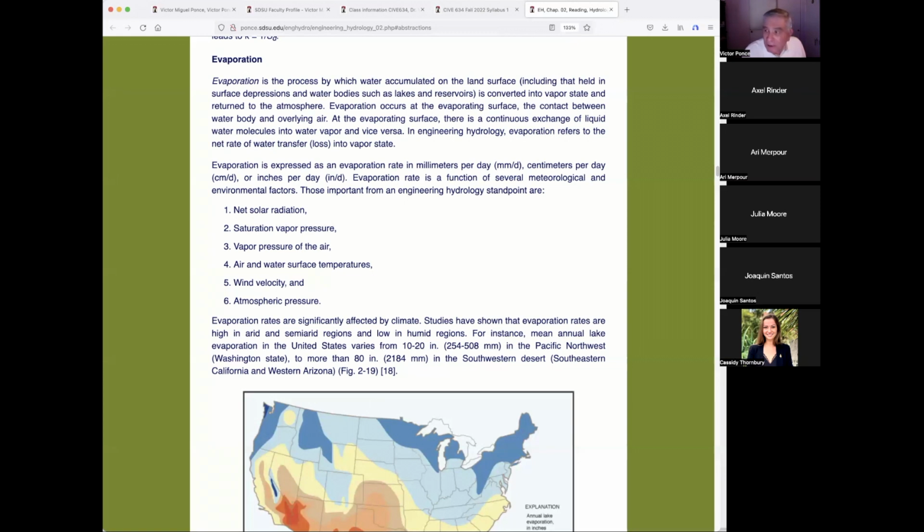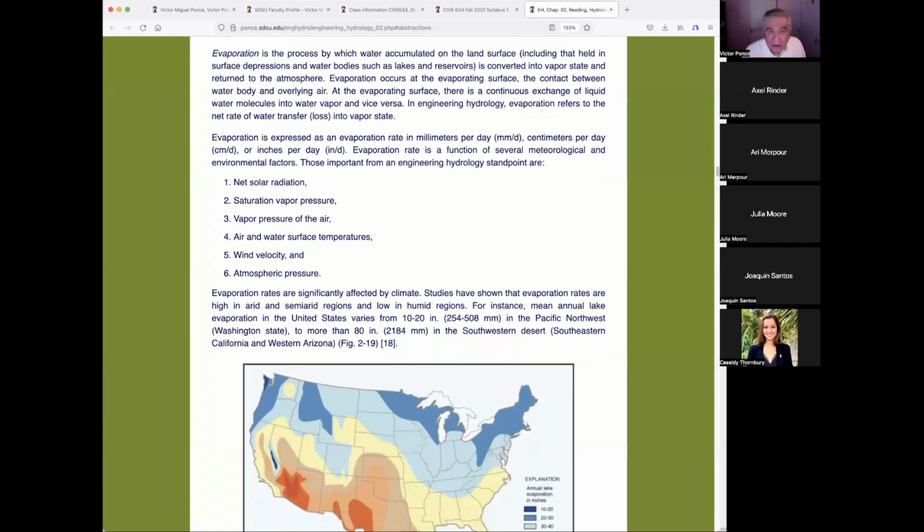There are several meteorological factors that affect evaporation, and here I list those that are important from our standpoint, engineering hydrology. Net solar radiation: solar radiation is the basic driver of evaporation. But there's also saturation vapor pressure, the vapor pressure of the air, water surface temperatures, and wind velocity.